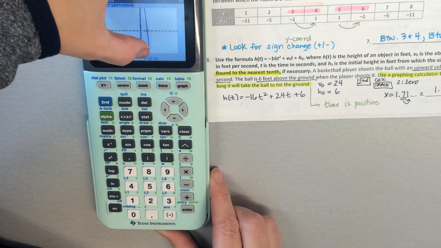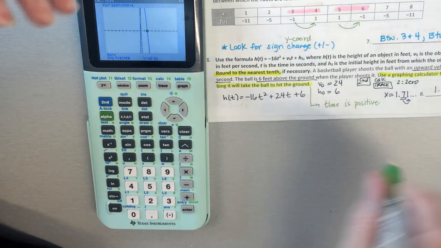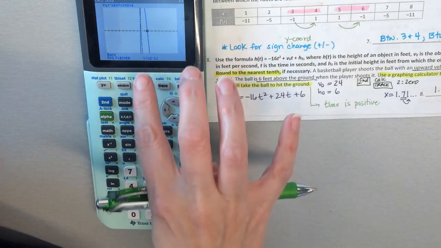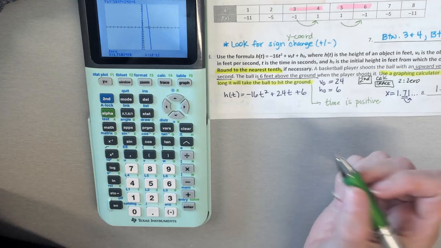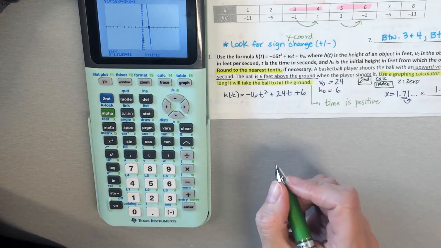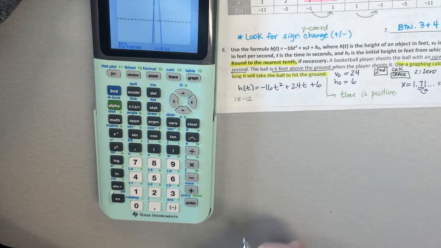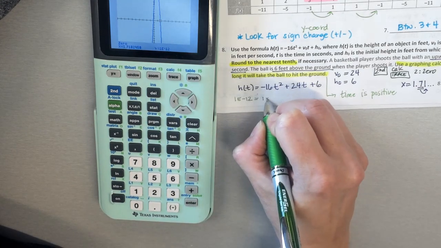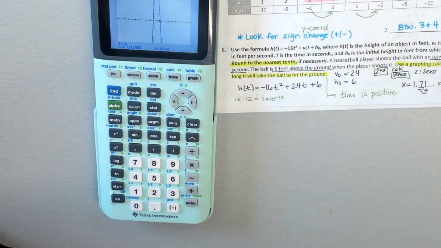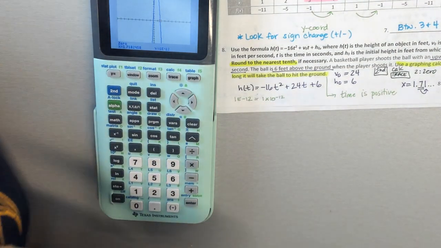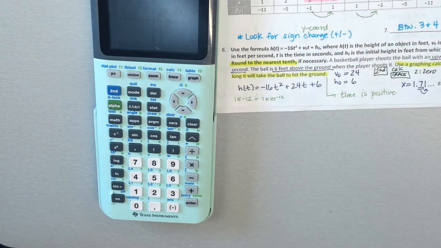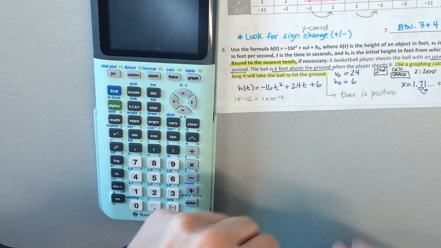Okay, some of your calculators might actually show 0. Some of the newer ones are rounding it so well that they're using the scientific notation. So whenever you have 1e to the negative 12, do we know that means 1 times 10 to the negative 12? Okay, so think about what that means. If you have a 1 times 10 to the negative 12, how many places are you moving your decimal? You're moving it 12 times.